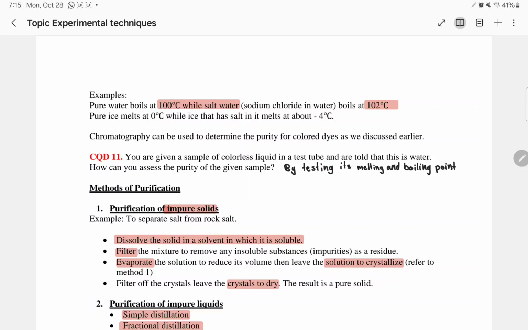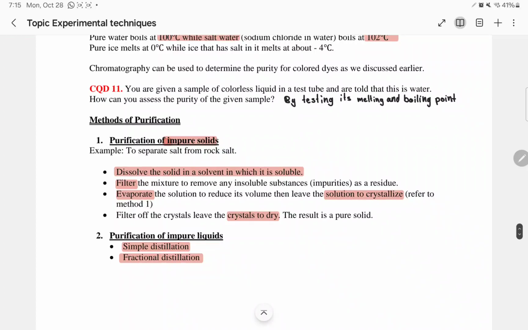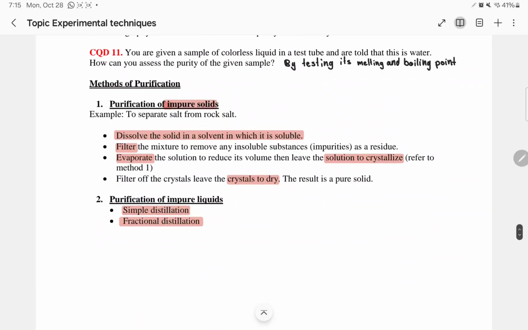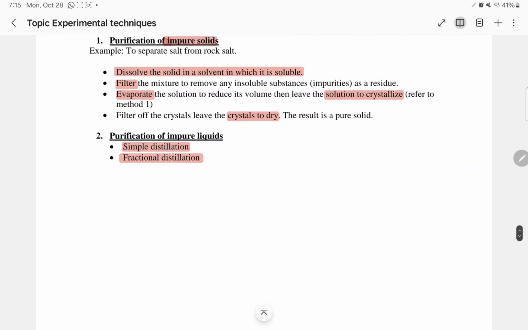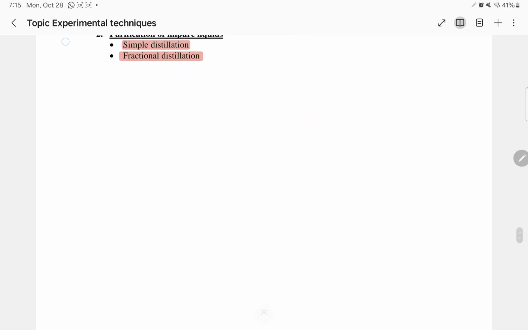And for colored dyes, we said we could use chromatography to see if it's only one point that does not split or many that split, to see purity. Colorless liquids: it told you it's water by testing melting and boiling points or any physical constant like density. Purification of impure solids: dissolve it in a solvent in which it's soluble, filter it, and evaporate the solution into crystals. Impure liquids: simple distillation, fractional distillation.